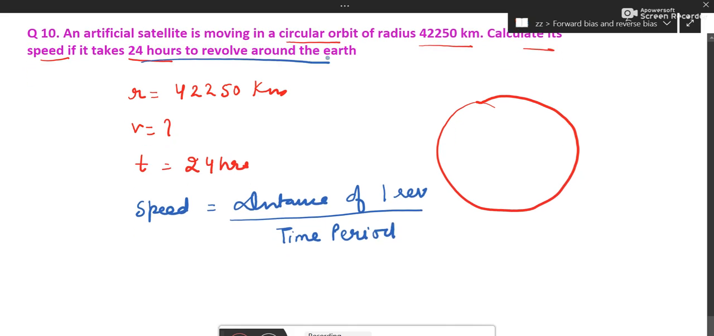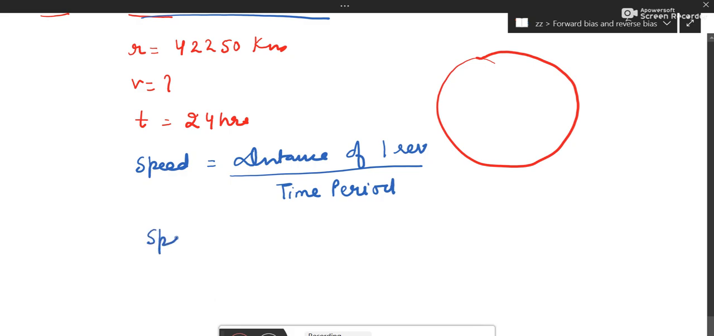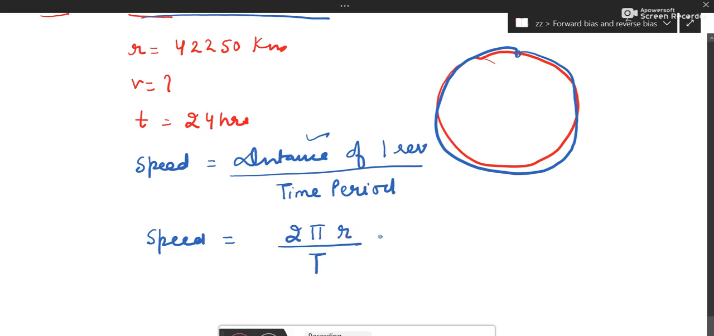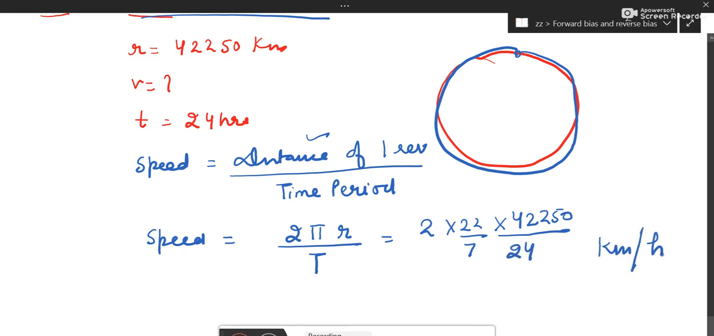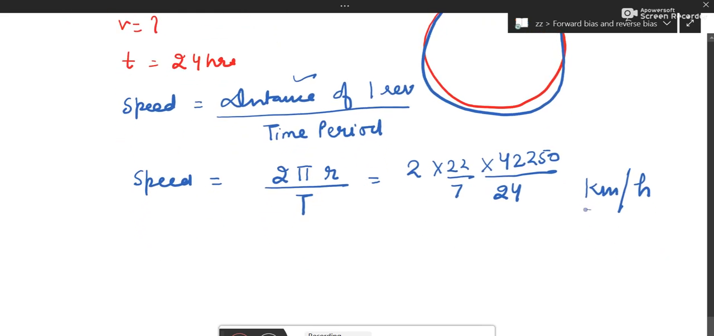24 hours to revolve around Earth. So what is the distance of one revolution? That is the circumference. In one revolution, how much is the distance traveled? Circumference 2 pi radius divided by time period. So 2 pi we have, radius we have, and time period is given. So substitute and calculate and report in kilometer per hour. If you wish to report in SI unit, you will have to multiply with 5 by 18. Otherwise you can report in kilometer per hour. Kindly prepare these numericals.